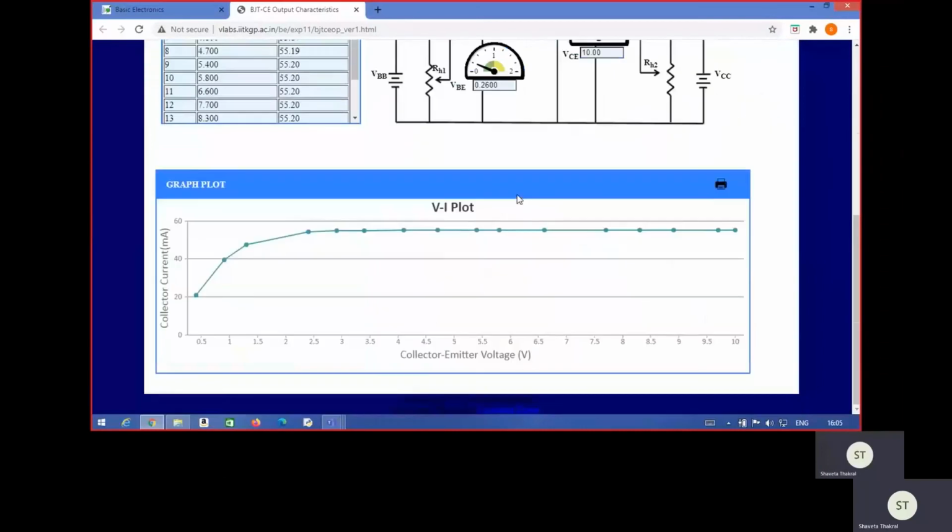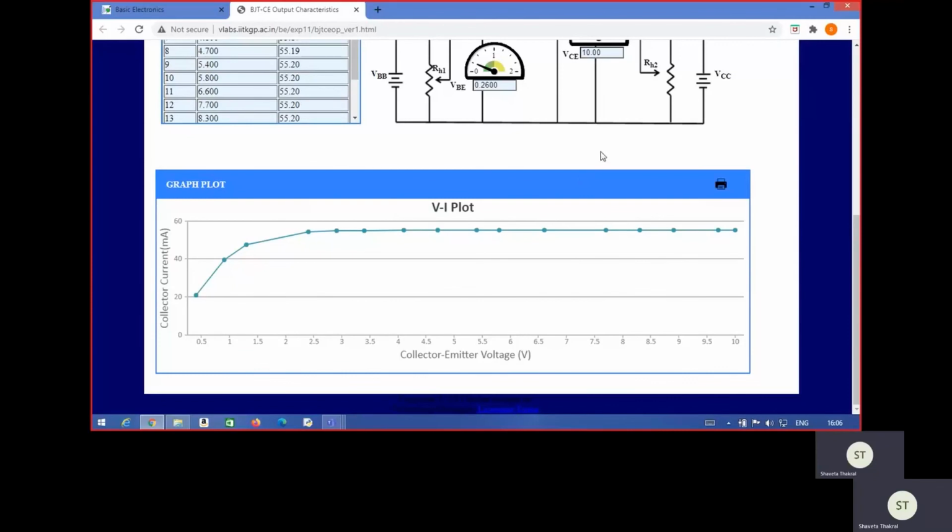When we click on the plot, here we have the VI curve, that is a graph between the output voltage, that is VCE, and the output current, that is IC, keeping the input current, that is IB, constant. So we can mention here that for this curve, IB is kept constant at 14.5 microampere, and already in the theory we have the discussion about all the observations related to the output characteristics.